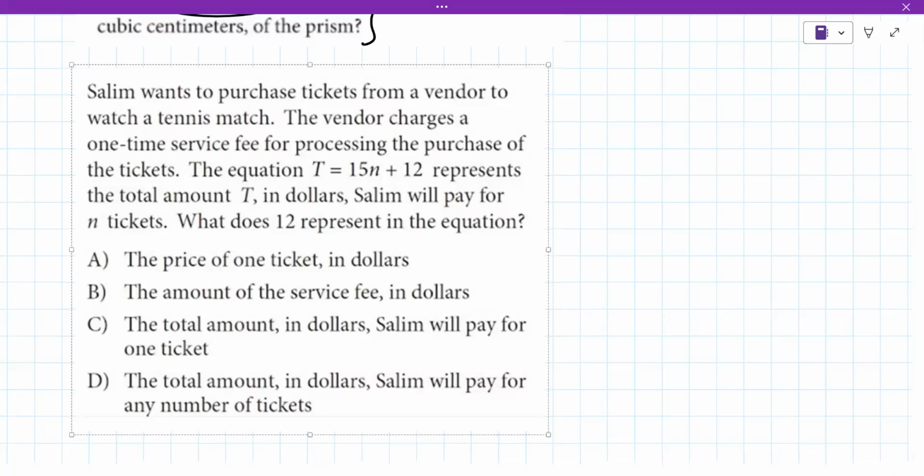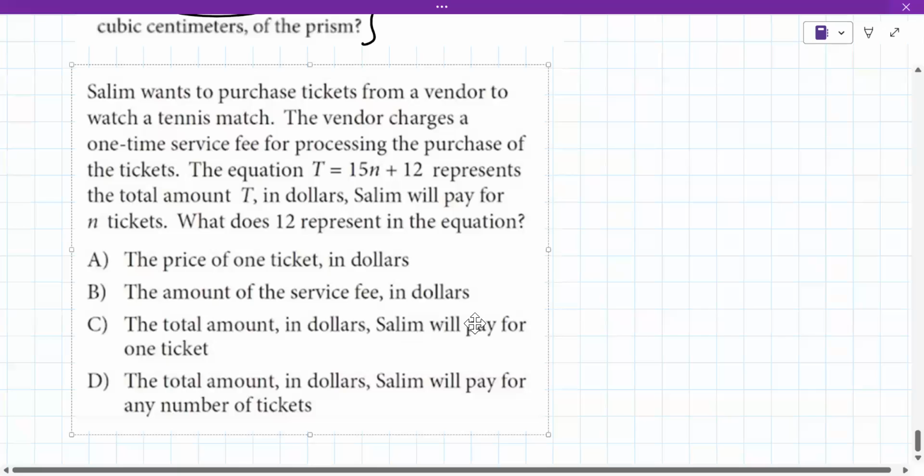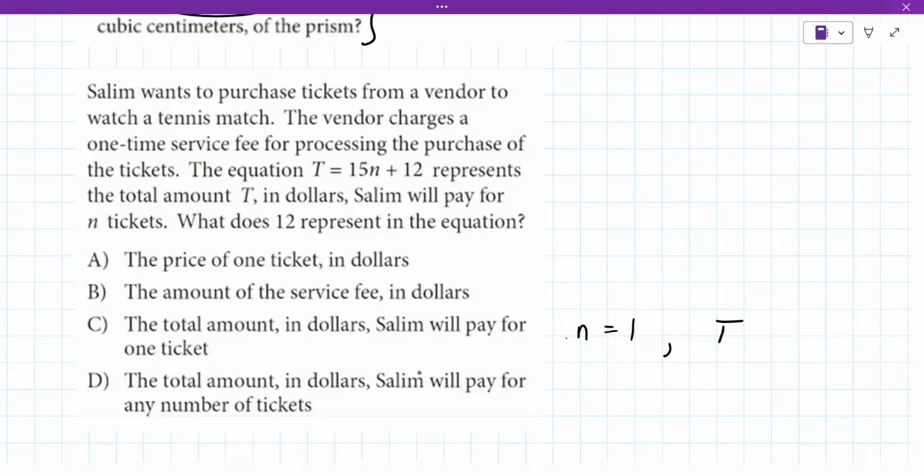C. Okay, the total amount in dollars Salem will pay for one ticket. So here's what C refers to. C is when n equals 1. When n equals 1, what's the value of t?